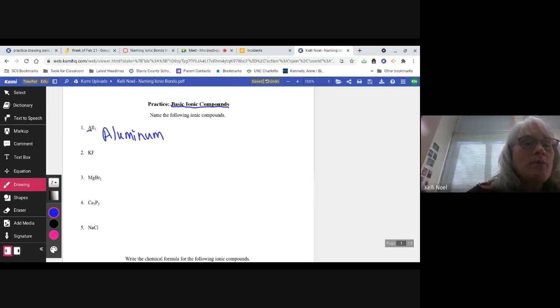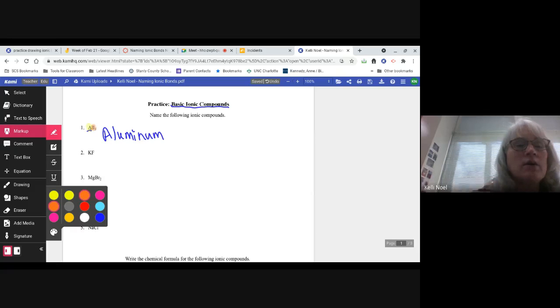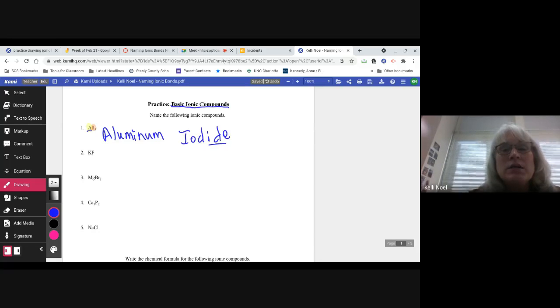And what might be helpful is you could highlight, if you wanted to, the metal in one color and the non-metal in another color. I kind of got the L a little bit with the I there. It's hard to do it on the computer. Iodine is that other one. And remember, we changed the ending to iodide. Okay. Again, I got that information from the periodic table.